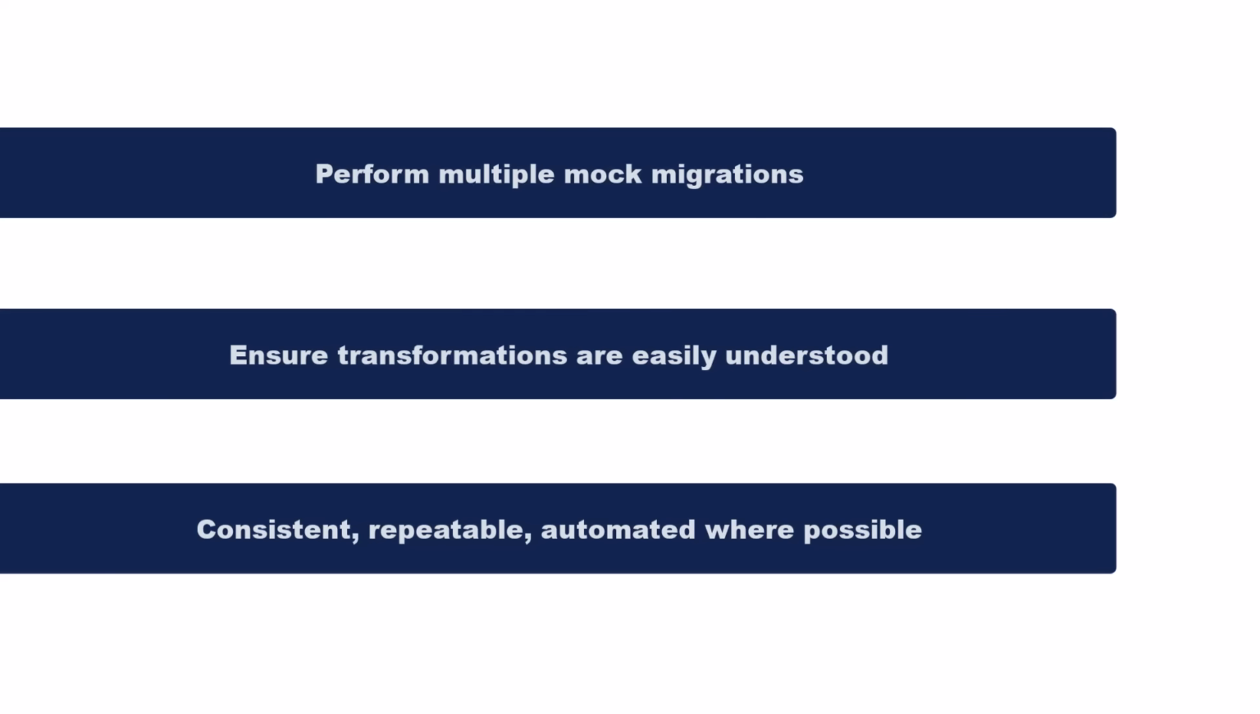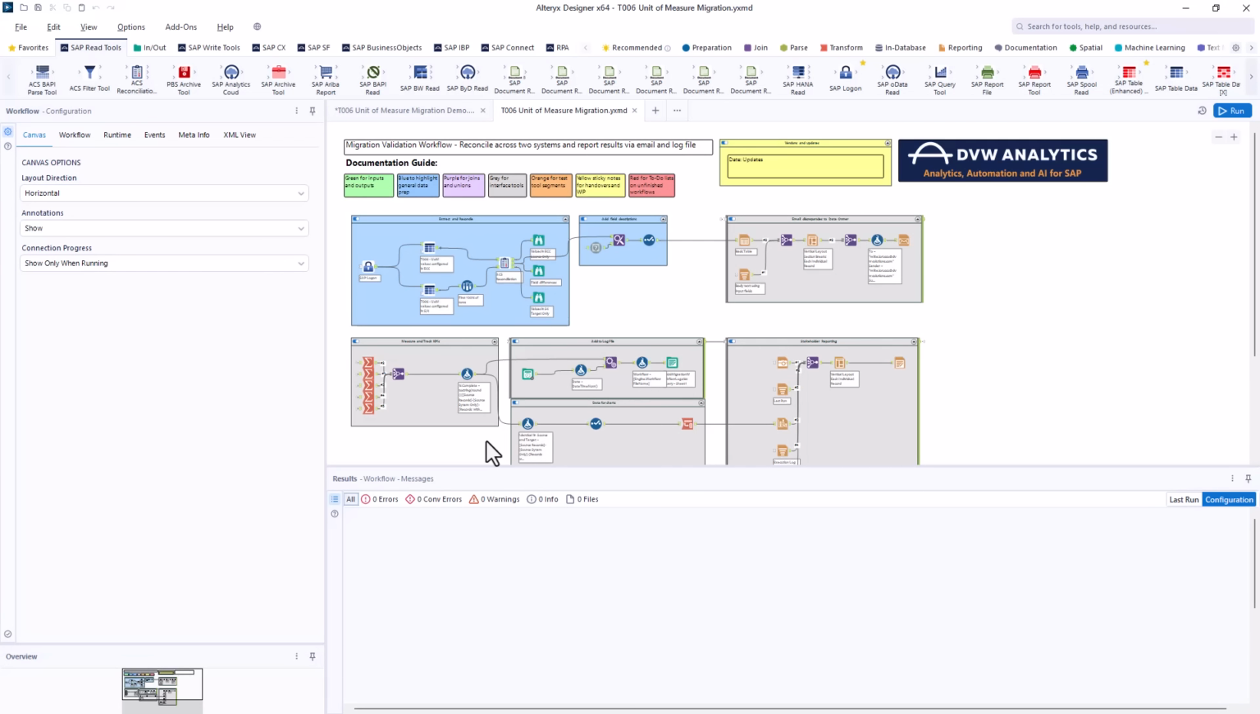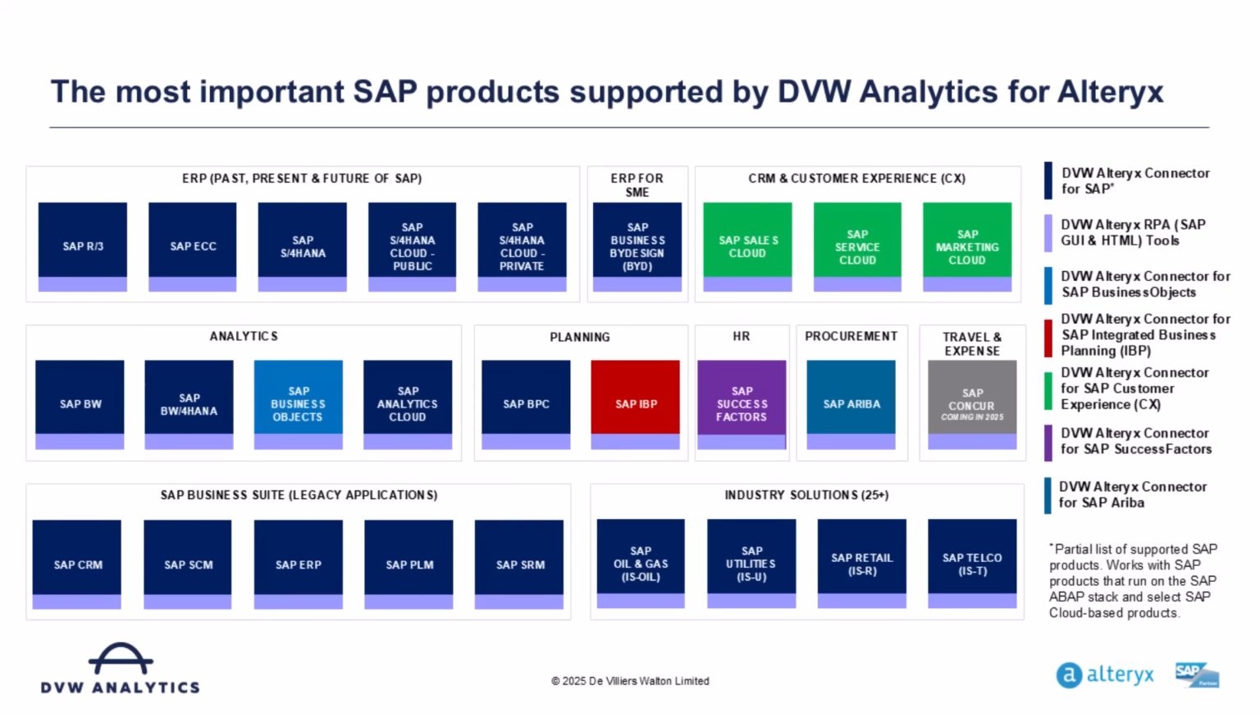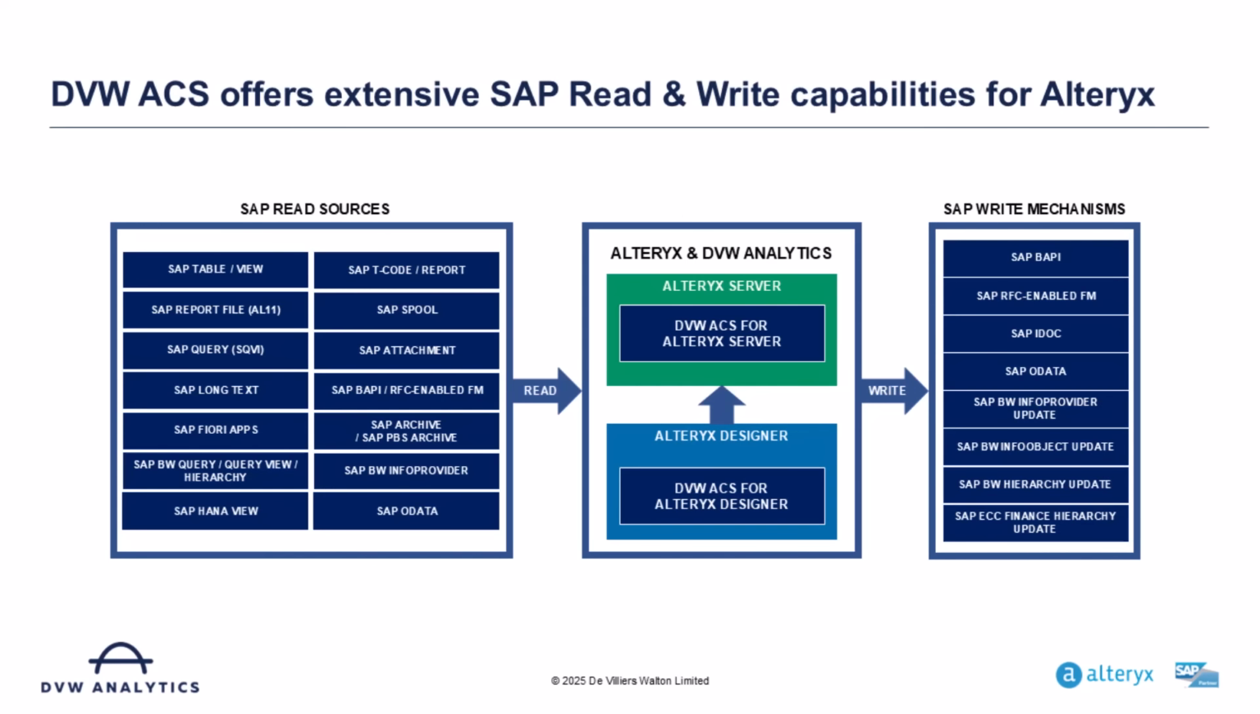You've probably already realised the power of Alteryx for SAP migrations. It's flexible, repeatable, and easy to document. Every transformation is transparent and repeatable, ideal for migration runs. DVW helps boost this capability with our SAP connectors, which let you read from and write to almost any kind of SAP system. The DVW connectors will help you get up and running in minutes rather than weeks.